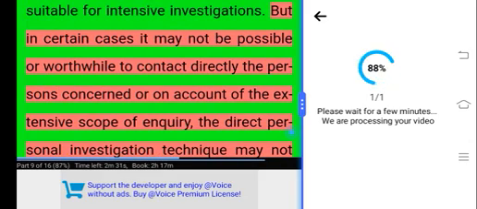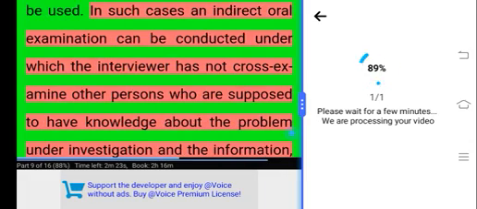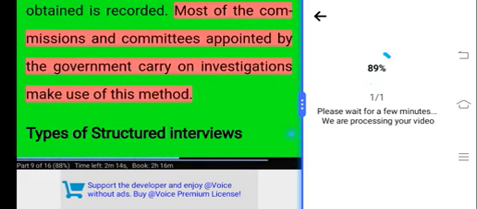But in certain cases it may not be possible or worthwhile to contact directly the persons concerned, or on account of the extensive scope of inquiry, the direct personal investigation technique may not be used. In such cases an indirect oral examination can be conducted, under which the interviewer cross-examines other persons who are supposed to have knowledge about the problem under investigation, and the information obtained is recorded. Most of the commissions and committees appointed by the government to carry on investigations make use of this method.